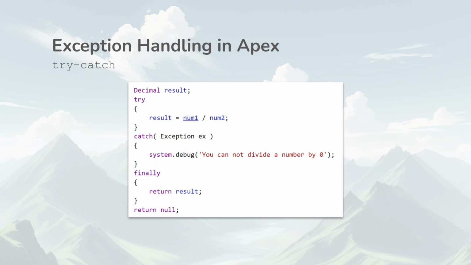Alternatively, we can add the finally block after the last catch block of the try-catch structure. In this block, we can write the code which we want Apex to execute irrespective of whether an exception was thrown or not. Let's try to understand this with an example.